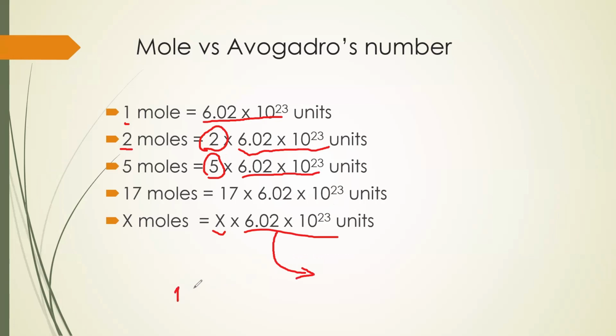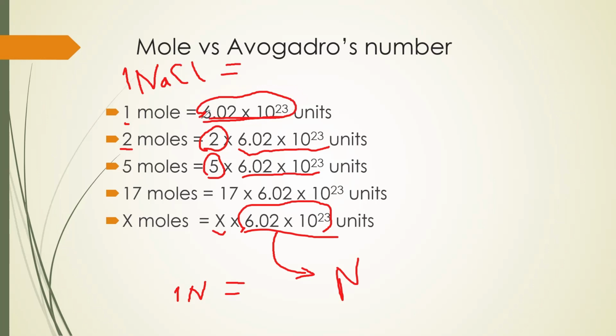So 1 mole of nitrogen equals Avogadro's number, this number of nitrogen atoms. 1 mole of sodium chloride equals this number of sodium chloride. This is Avogadro's number.